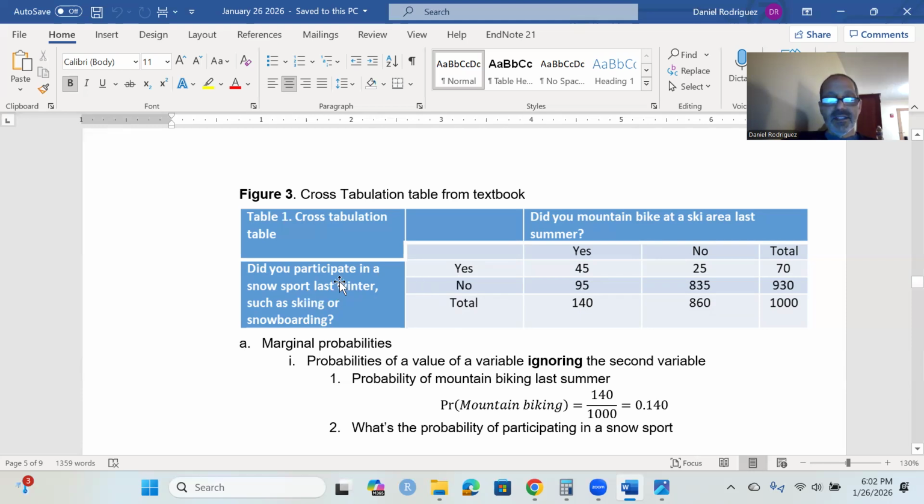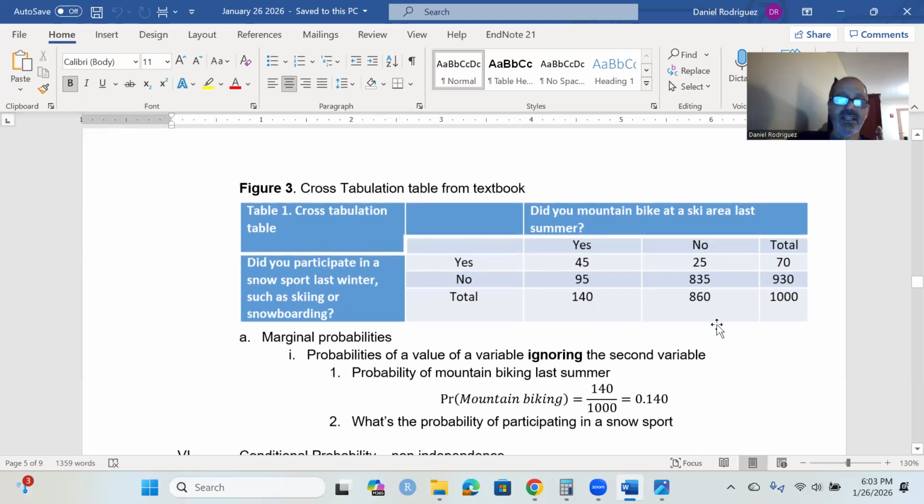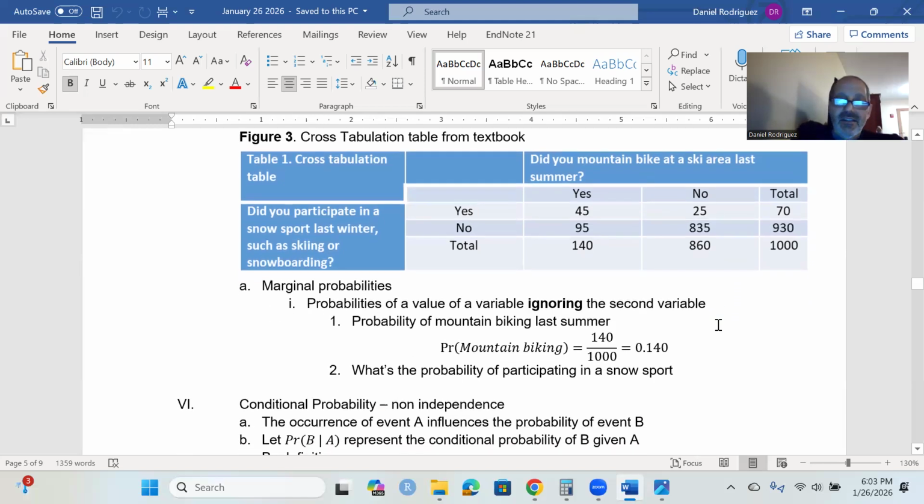Like, for instance, here's a question about snow sports. Did you participate in a snow sport last winter, such as skiing or snowboarding? You can have yes or no. Okay. Like 70 did and 930 didn't. Did you mountain bike at a ski area last summer? Yes or no? All right. So we had 140 who did and 860 who didn't. So these tend to co-occur because a lot of ski areas have mountain biking areas too.